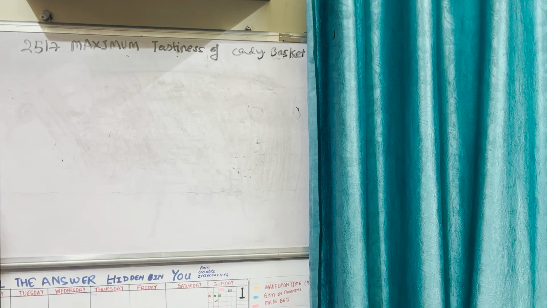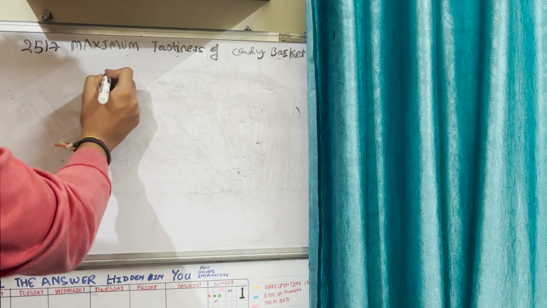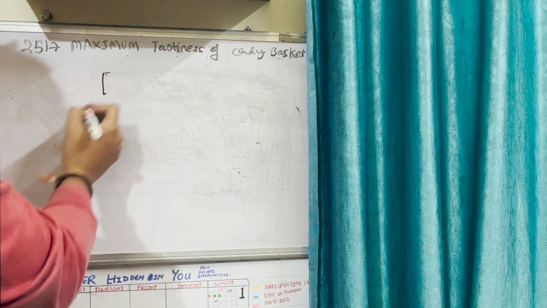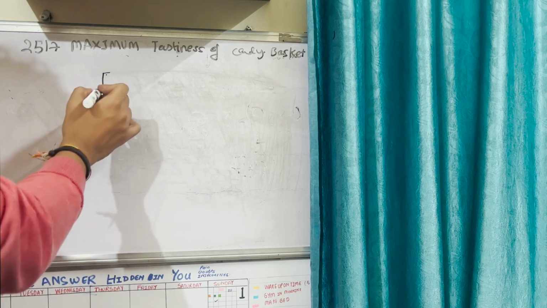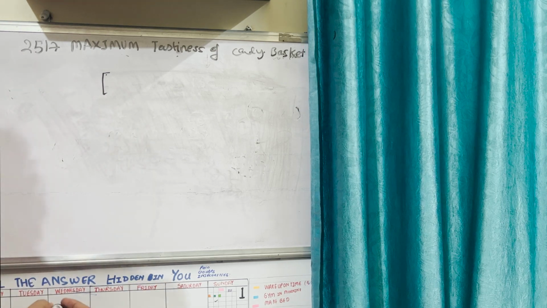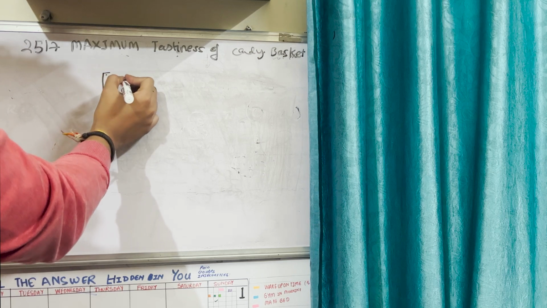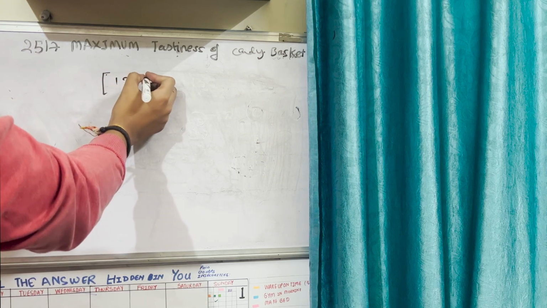So hey guys, we are going to discuss LeetCode problem 2517, Maximum Tastiness of Candy Basket. The question is pretty simple but yet so confusing. So let me just tell you what this question is asking. We are given an array of prices and we are given an integer k. For example, let me just give you a sweet example.